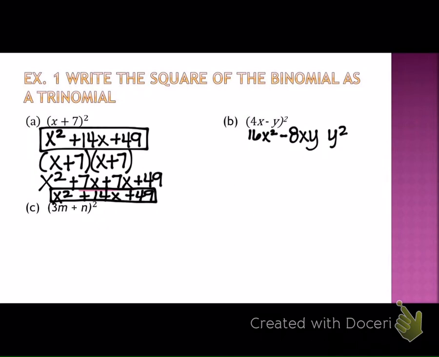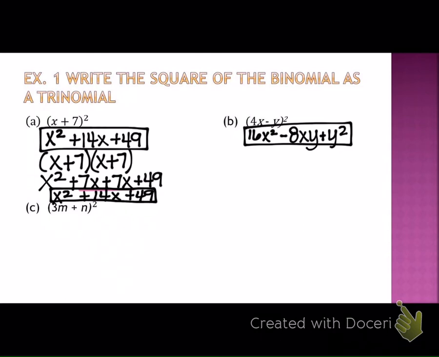What did we talk about at the very beginning? If you go back to the formulas at the very beginning, the second sign is always what? Positive. It's got to be, because even if I have a negative sign, a negative times a negative is a positive. Okay? So 16x squared minus 8xy plus y squared.